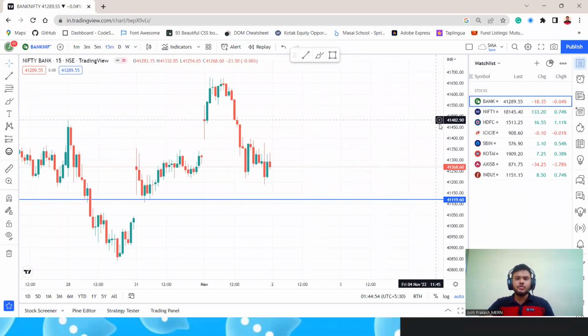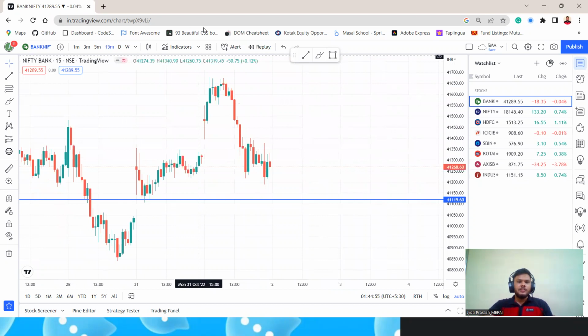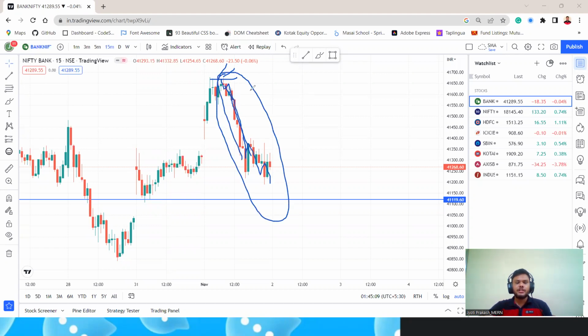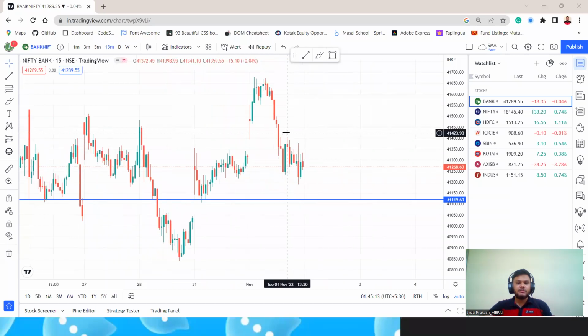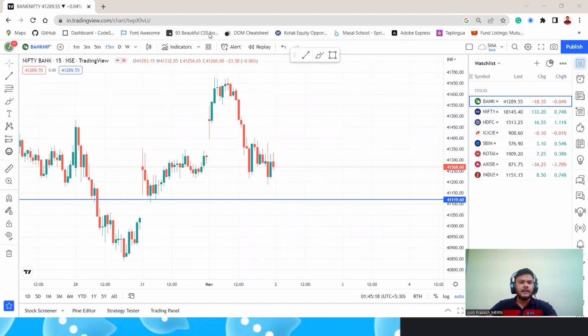Now let's look into the 15-minute candle. Here you can see that the market shows some negative movement, and here it also made a double top, and after that it closes below that candle, and it continues to go down. You need to capture those trends, because it rarely happens that the market continuously goes down or goes up for almost 1.5 hours.